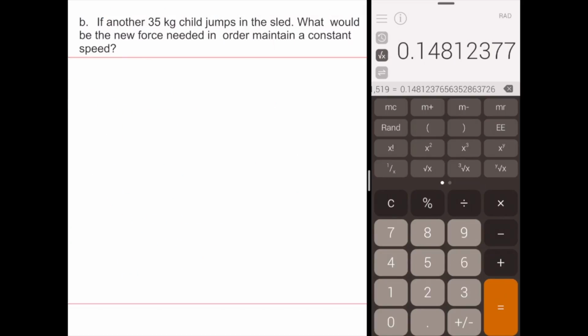Okay, here's the new problem. It says if another 35 kilogram child jumps on the sled, what would be the new force needed in order to maintain a constant speed? Well, now since there's more kids in the back, there's going to be more friction. So what is the four-wheeler going to have to pull with in order for this to happen? Let's go ahead. Let's just update our free body diagram from before.